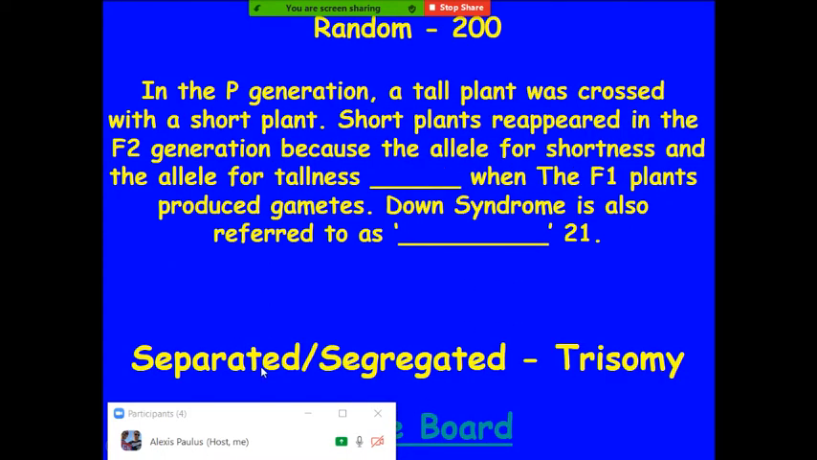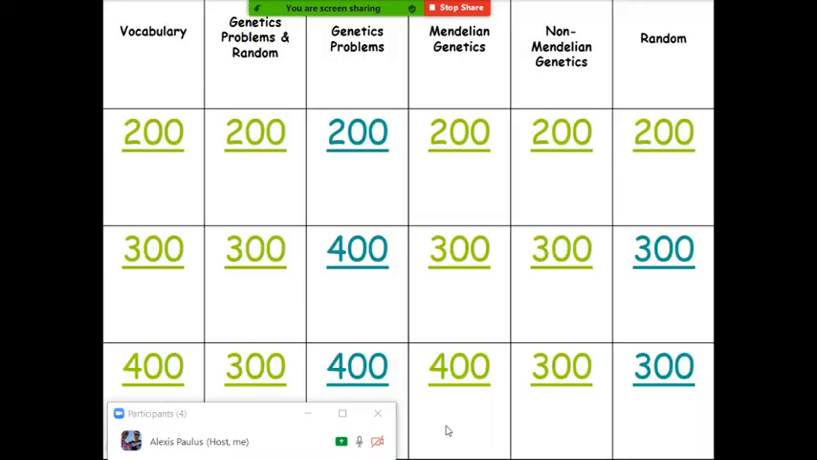Okay, so they get separated, or segregated is the best word, and trisomy basically means three of chromosome number 21. What that meant is that it got an extra chromosome, which means that either the sperm or the egg from the mother or the father had two copies of chromosome 21, and then when you added it during fertilization, that gave it three copies.